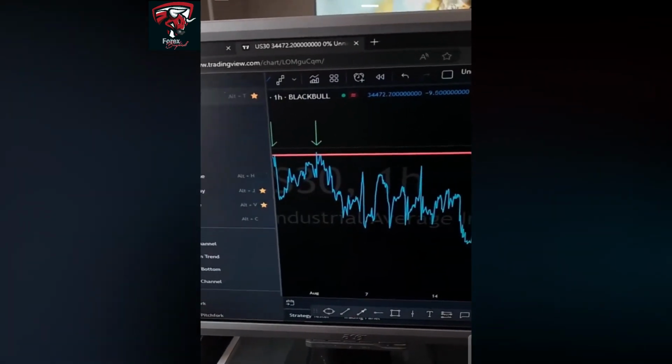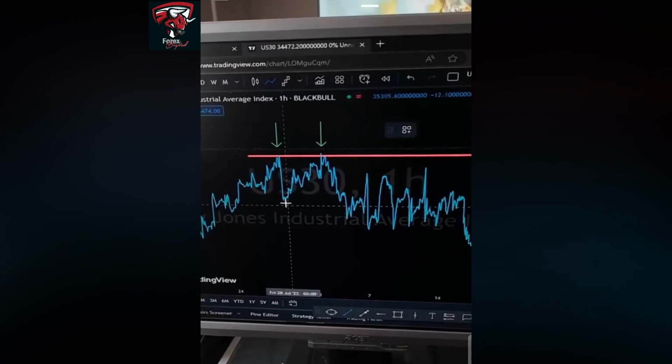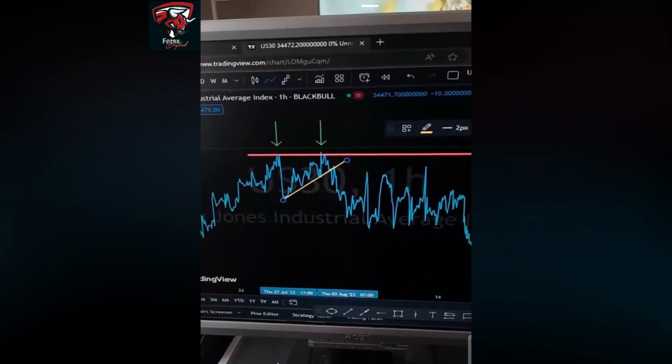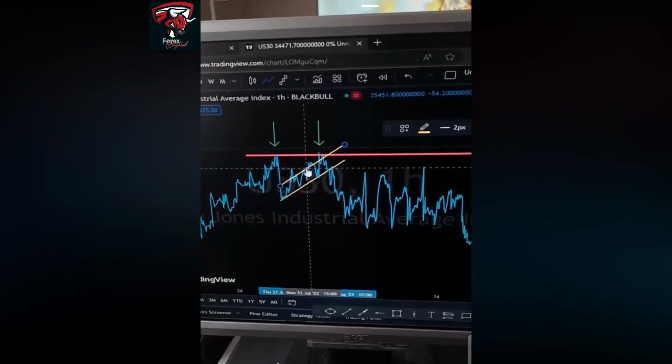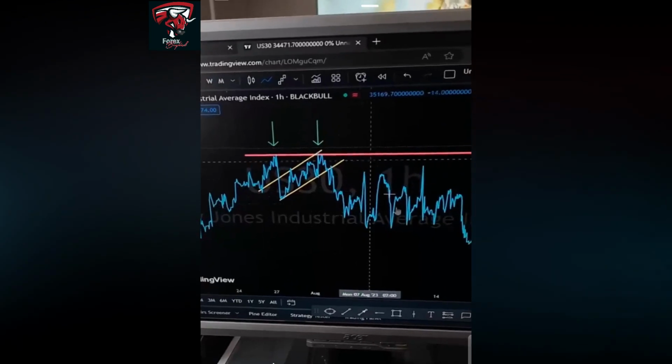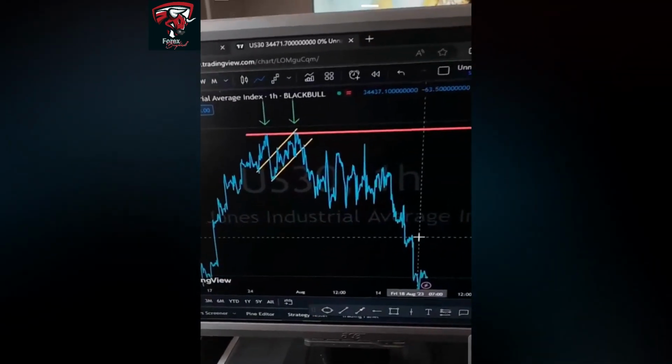Alright, let's continue. So right now, what do we have right here? We have a major support right here. Support zone followed by what? A resistance. That gives us what? Ascending channel. Ascending channel after break and retest gives us what? Confirmation of a correction movement.